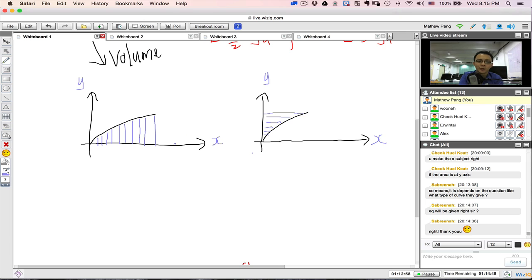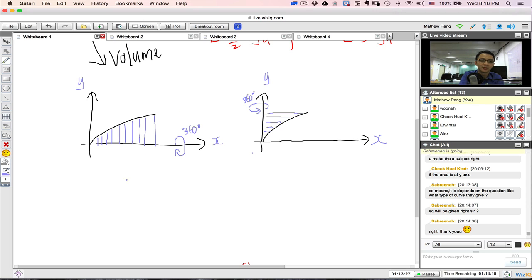Whether he rotates 360 degrees about the x-axis or he rotates 360 degrees about the y-axis. Right? Most of the time the question will tell you, and I think most of the time it is rotate 360. You will almost never see a question like rotate 180. Alright, so I just assume the question will ask about rotating 360.